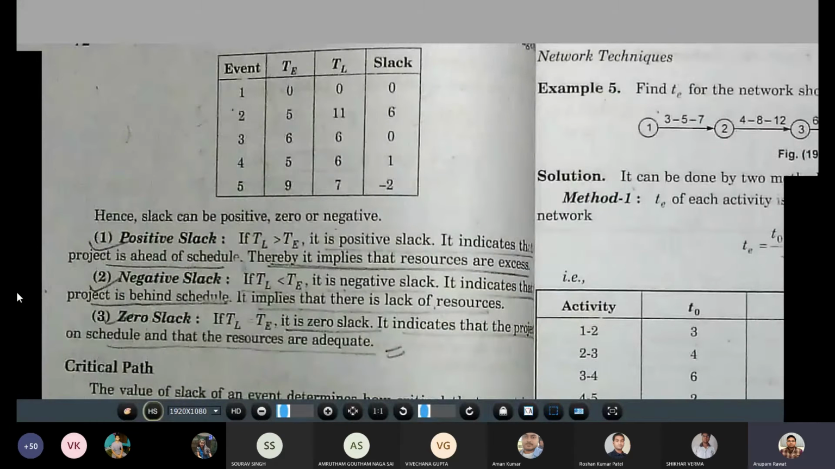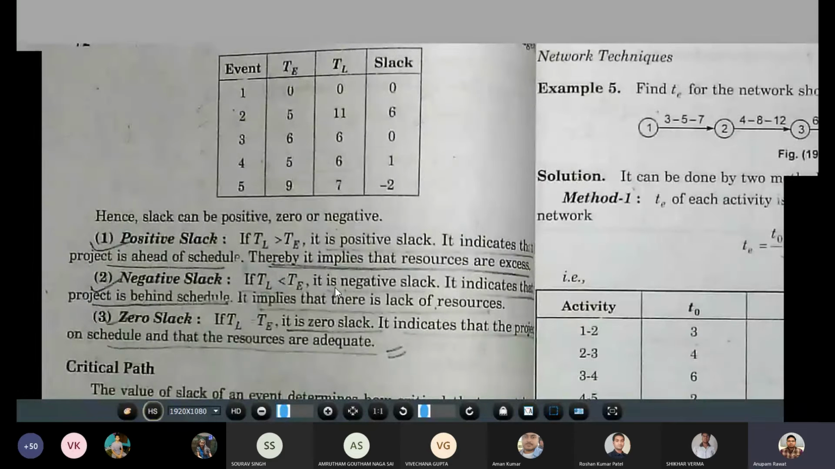So we have to start this activity as early as possible. So based on this information, there is a categorization. The first one is the positive slack. If TL is greater than TE, it is a positive slack and it indicates the project is ahead of the schedule.